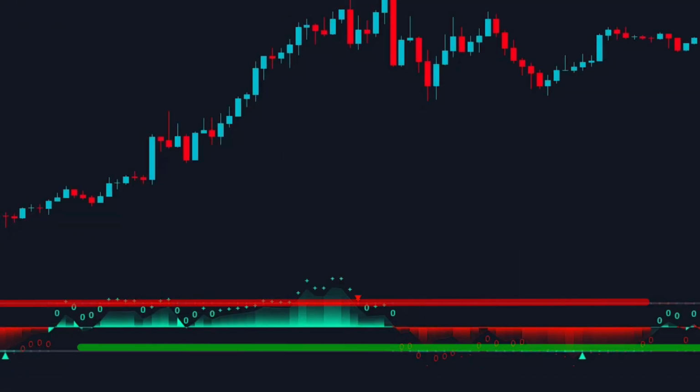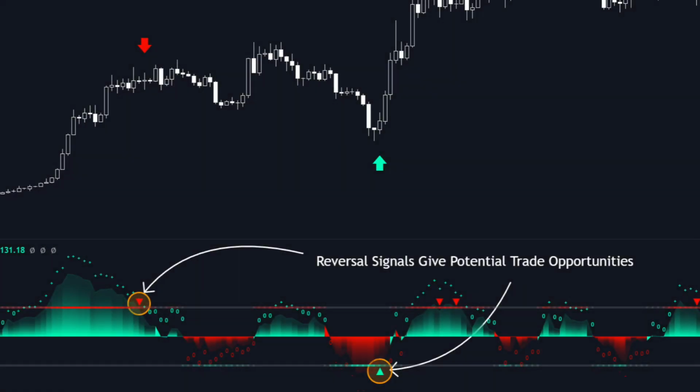Oh, and don't overlook those horizontal lines marking overbought and oversold territories. They're like little warning signs telling us when things might be getting a bit too hot or too cold in the market. But here's the kicker: this indicator doesn't just stop at showing us trends. It also gives us handy buy and sell signals based on those lines. It's like having a built-in trading assistant right there on your chart.